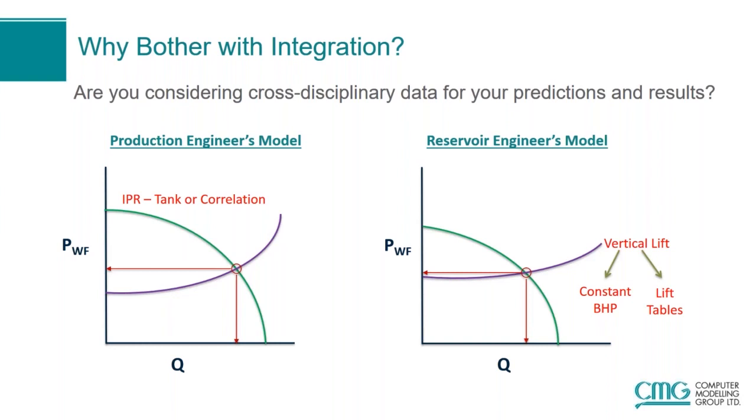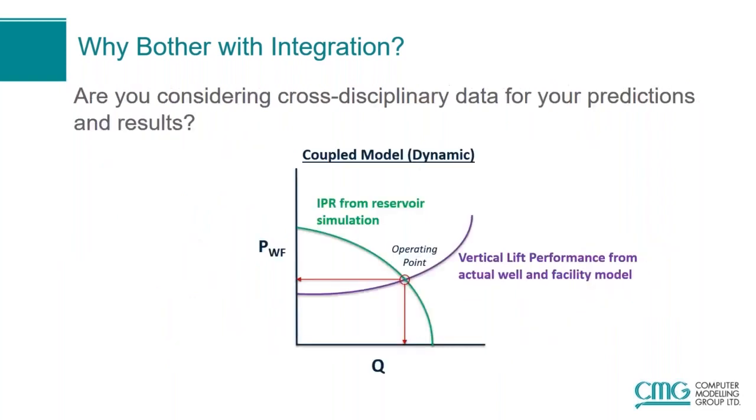So the purple line might not be completely correct. And as a result, the operational point, which is the intersection of the two curves, may not be completely correct. The only way to get the right answers and have some confidence in your forecasts is by integrating the two.